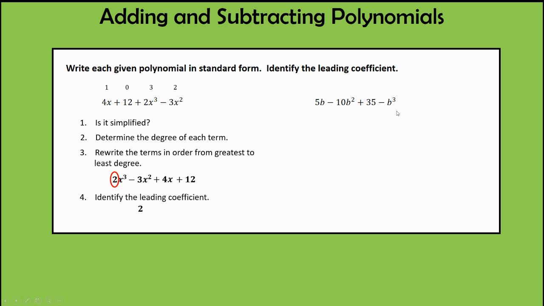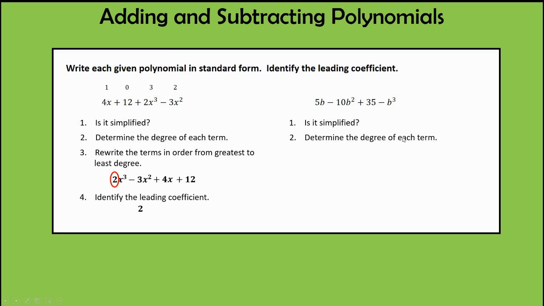Let's look at our second one here. Okay, again, I have 4 terms. The 5b is a term, the negative 10b squared is a term, the 35 is a term, the negative b cubed is a term. So there's 4 terms. All right. Is it simplified? Well, b to the first, b to the second, no b at all, b to the third. None of these are b to the same power, so I can't combine any of this. So it's going to be stuck at 4 terms.